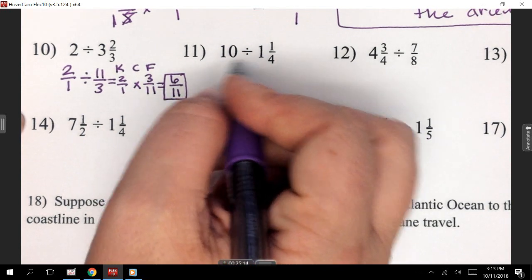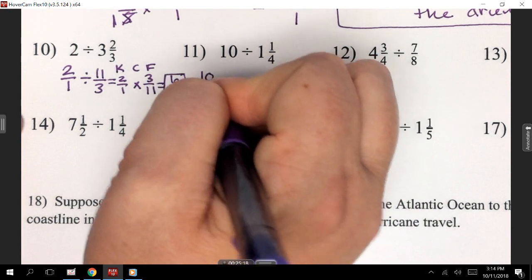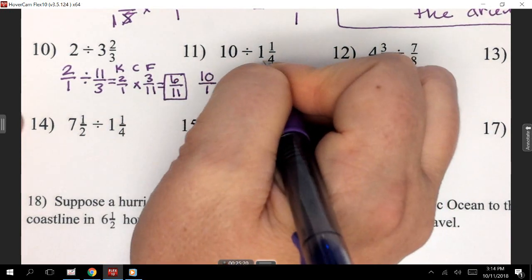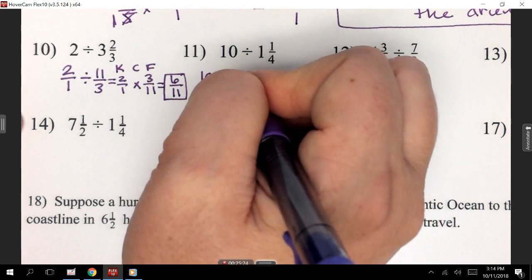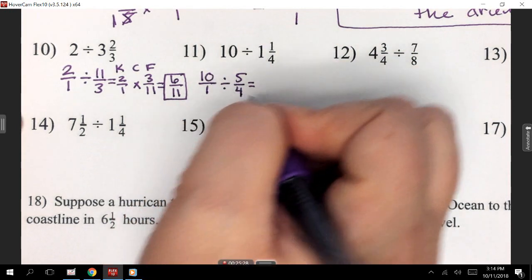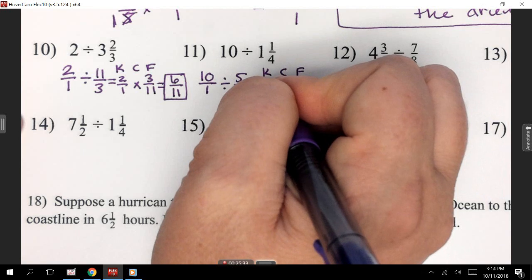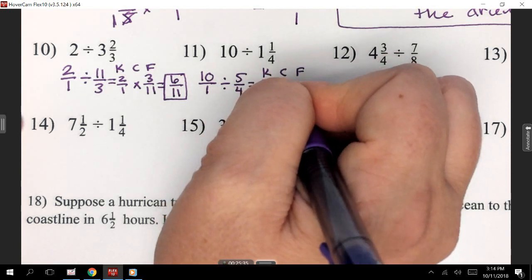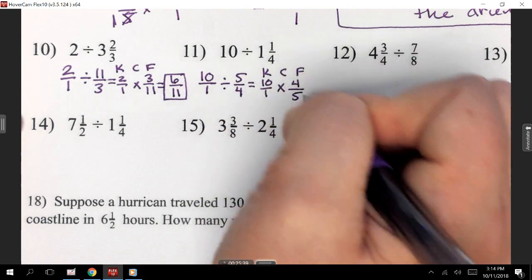All right, so number 11, we're going to set it the exact same way. Let's make 10 an improper fraction, so 10 over 1 divided by, doing my backwards C, 4 times 1 is 4, plus 1 is 5 over 4. After I set that up, now I'm ready to keep, change, and flip. I'm going to keep my 10 over 1. I'm going to change it to multiplication, and I flip that, making it 4 over 5.